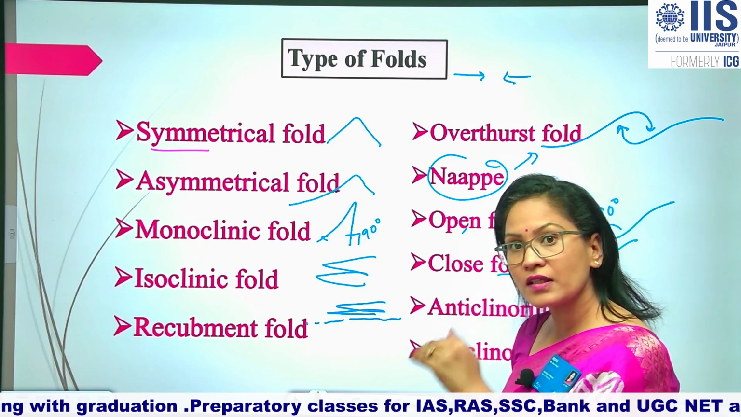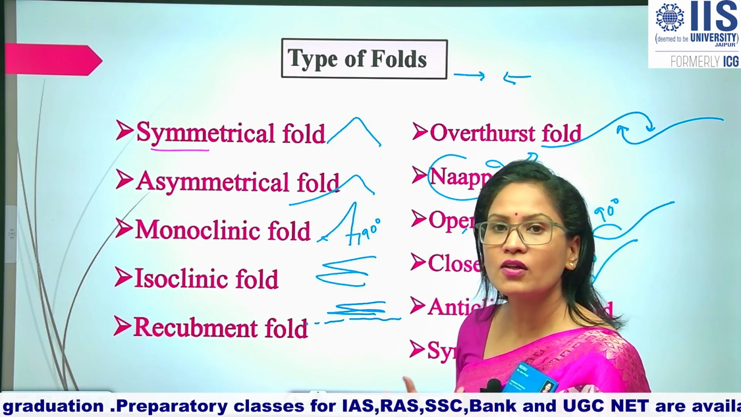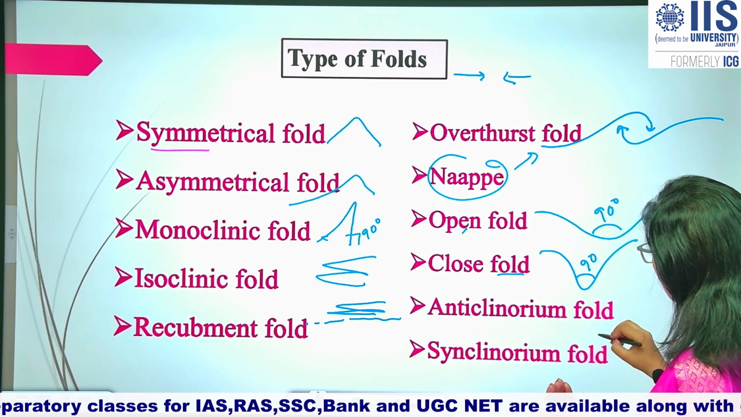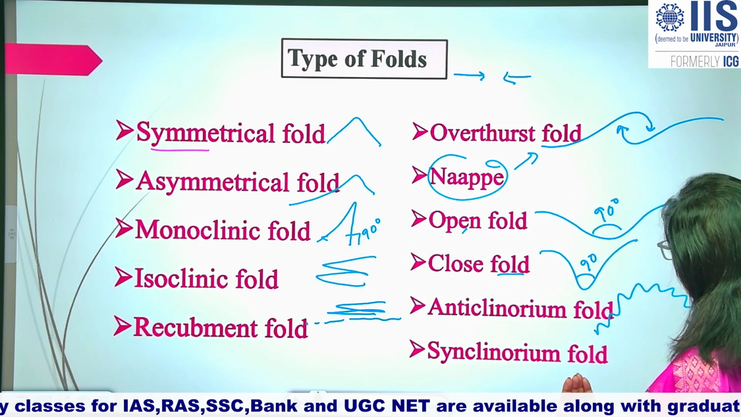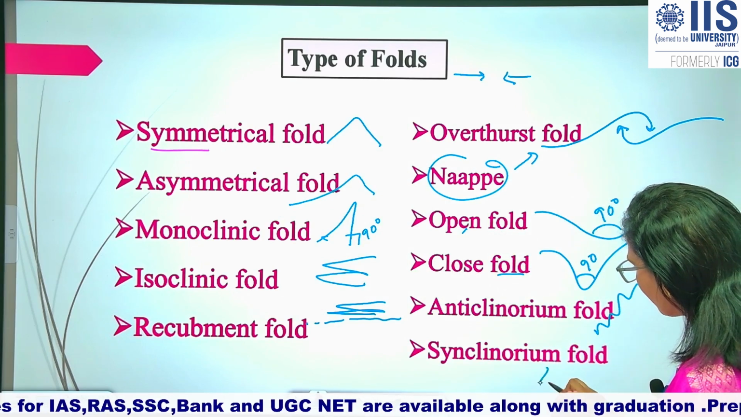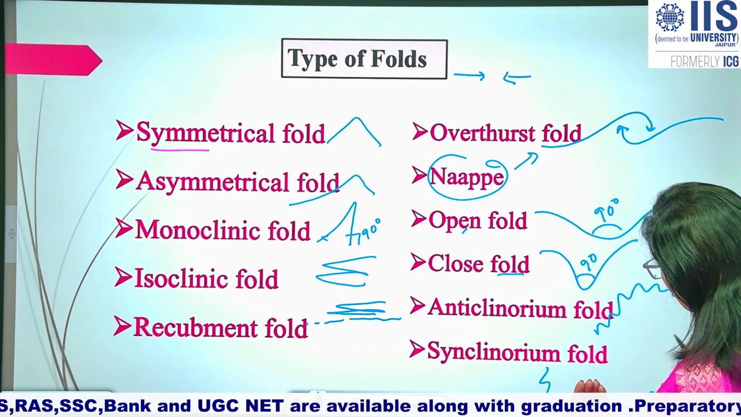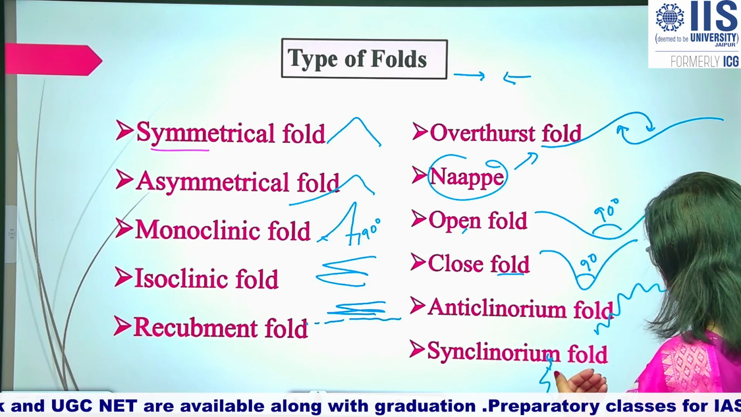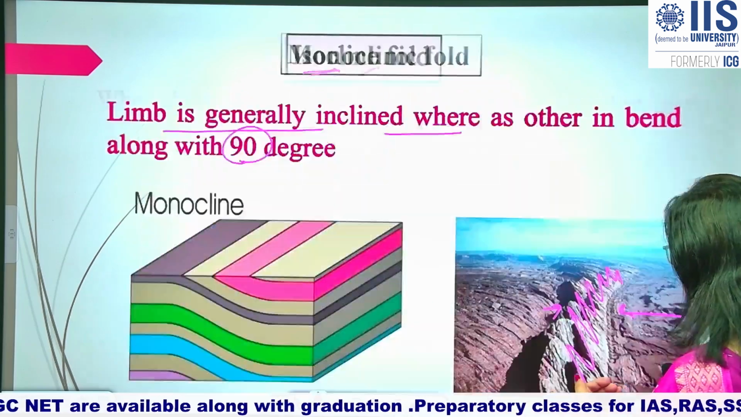If there is a series of anticlines or synclinal folds in the form of a greater anticline, then it will be known as anticlinorium, and if the series of anticlines and synclines is a whole in the form of a greater syncline, then it will be known as synclinorium fold. Is it okay?